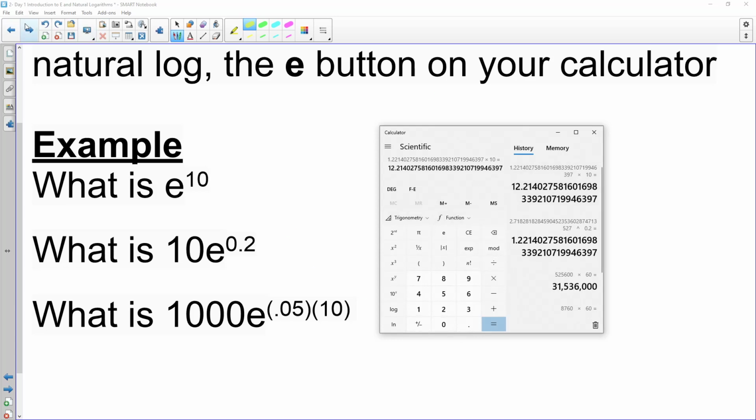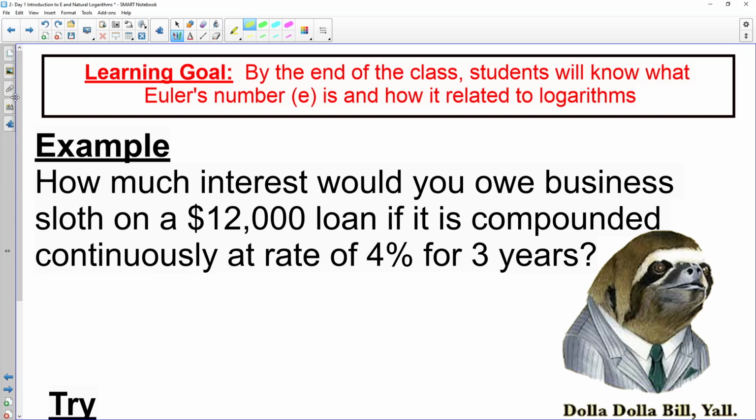So you have this e button on your calculator that you're going to use, and here's where you're going to use it. If I were to give you a problem like this, and say you owe $12,000 to Business Sloth here, and it is compounded continuously at a rate of 4% for 3 years, we're just going to plug this information in, right? Because we see this word continuously showing up, we're going to use the formula P e to the r t, we call it PERT, right? Principal times e to the rate times time. So I'm going to plug in this information. It is a $12,000 business loan.